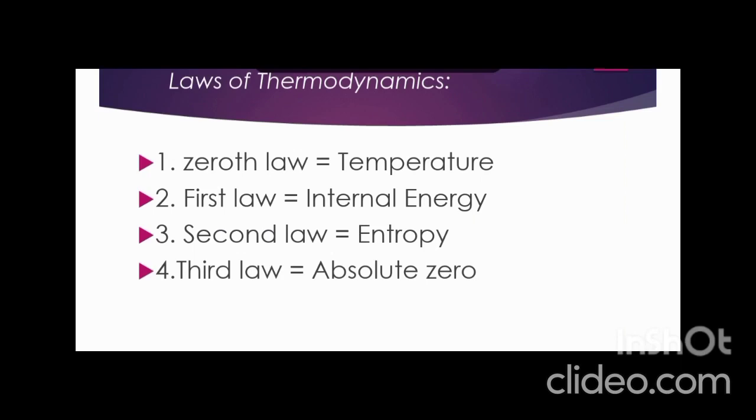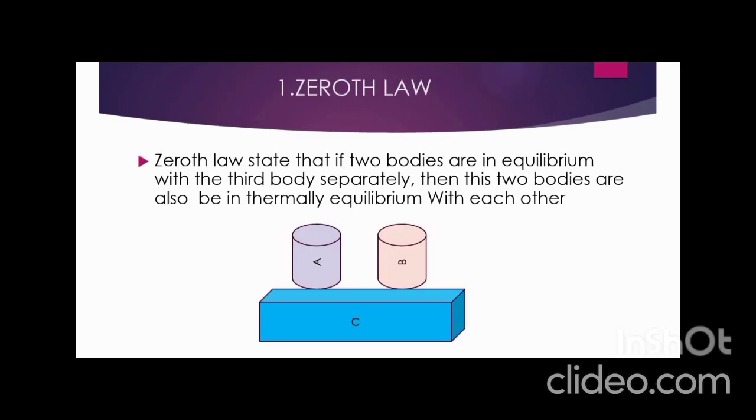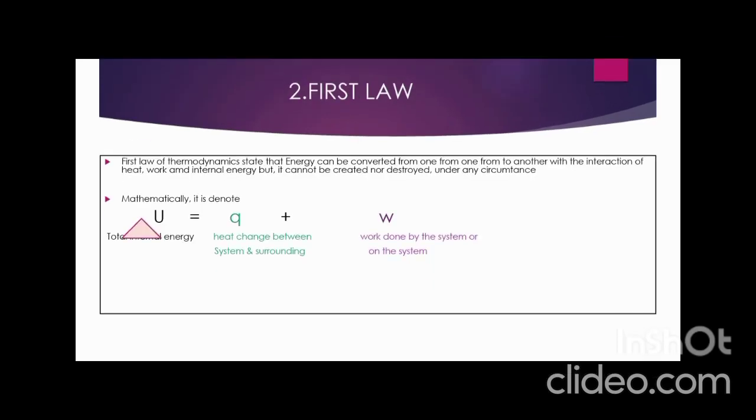Laws of thermodynamics. There are 4 laws of thermodynamics. They are 0th law, 1st law, 2nd law and 3rd law. 0th law states about temperature, 1st law states about internal energy, 2nd law states about entropy, 3rd law states about absolute zero. 0th law states that if two bodies are in equilibrium with a third body separately, then those two bodies are also in thermal equilibrium with each other.